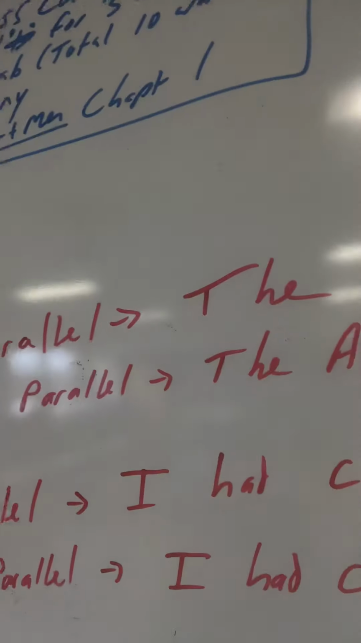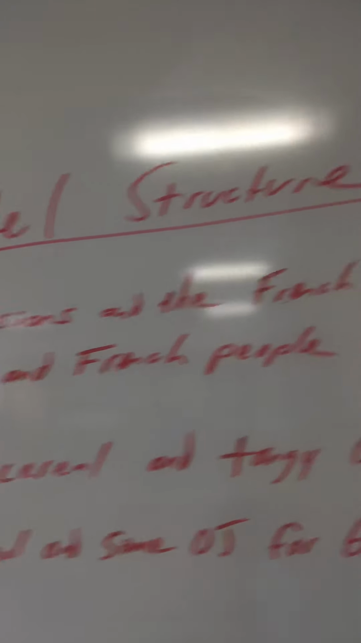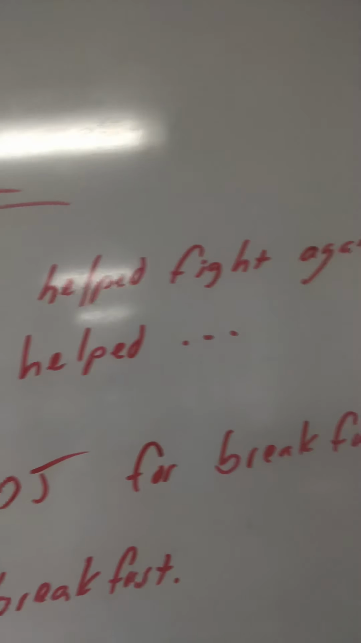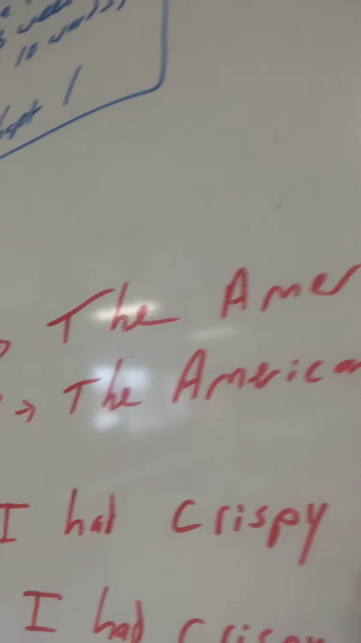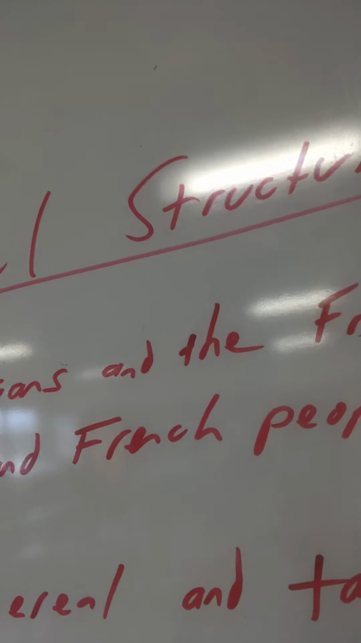So here's another example, okay? It's a true story. I wrote it myself. It says this: I had crispy bacon, crunchy cereal, and tangy OJ for breakfast. All right, now this one's a little different. It is crispy bacon, adjective noun, crunchy cereal, adjective noun, and tangy OJ, adjective noun. So you see how that works?